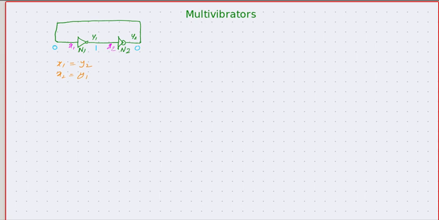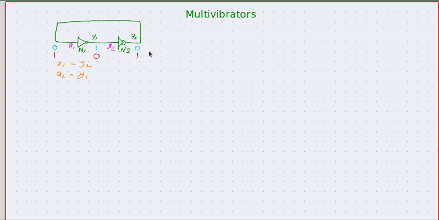Now for some reason, if you assume that this was a 1, then definitely this is going to be a 0. And if this is 0, then this is going to be 1, and this 1 is fed back, so it's same as this 1. Therefore, there is no conflict, and hence a 1 here makes a 0 here, a 0 here makes a 1 here, and this continues this way.